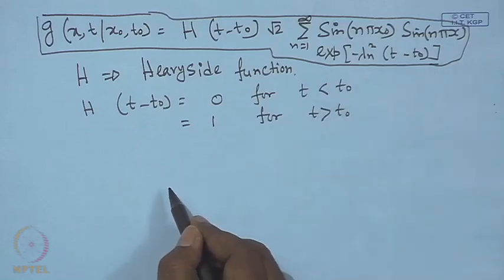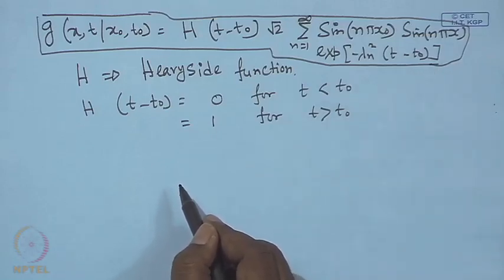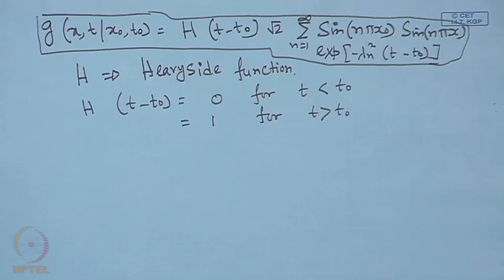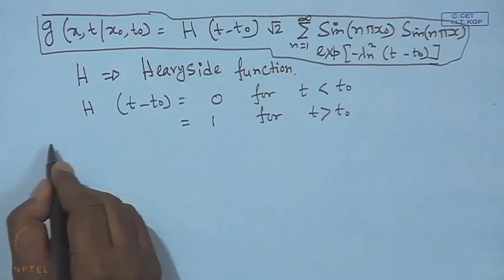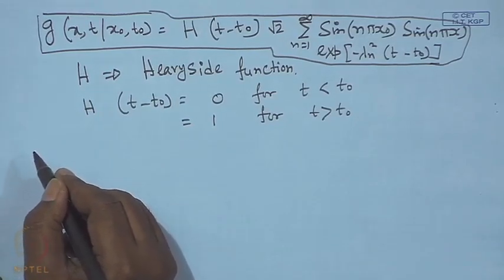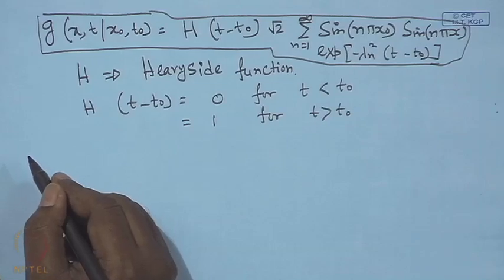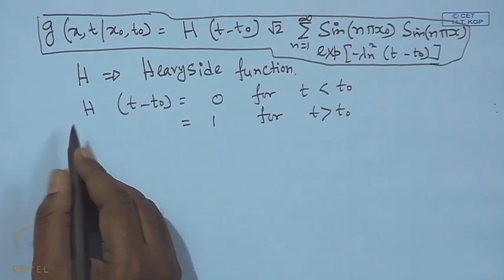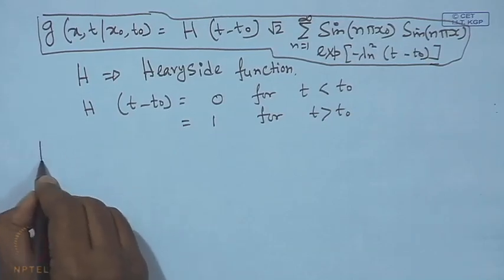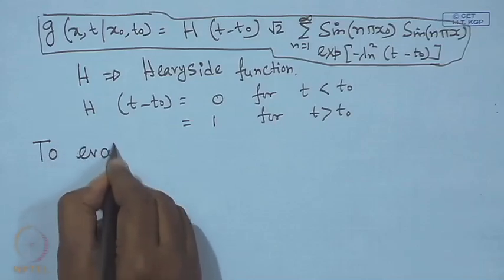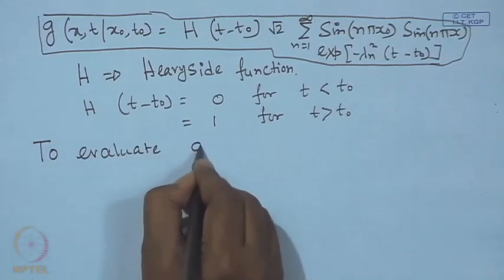So, we get the complete solution of Green's function for the parabolic operator. Next, we check whether the adjoint operator is the same as the operator we are dealing with, or it is different, and if it is different, what it is. So, the next step is to evaluate the adjoint operator.